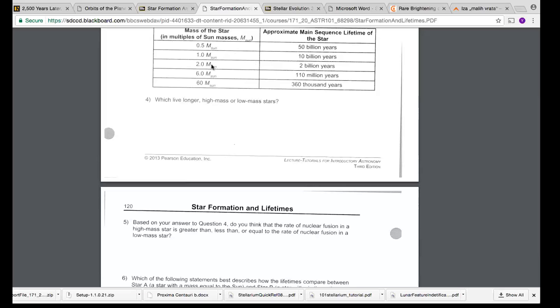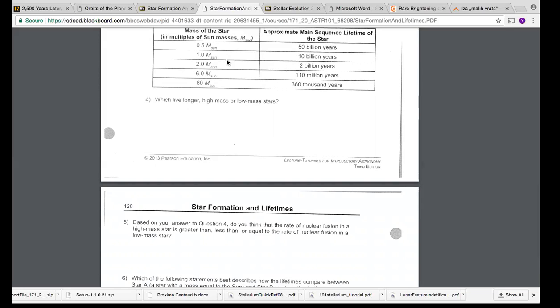Compare half, right? Half of what this one has, right? This one has 2 times the solar mass. The sun has only 1 solar mass. So the sun lives 5 times more, even though it has half of the fuel. So for that to be possible, that means that the sun fuses 10 times slower.